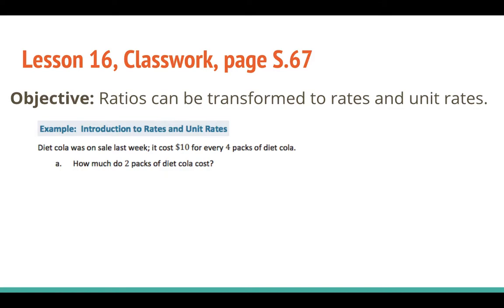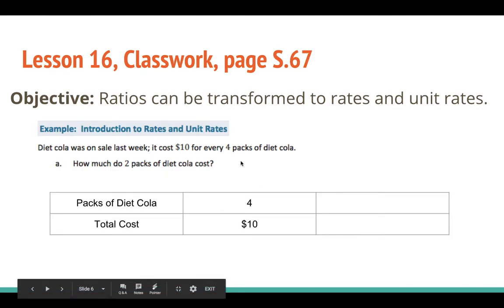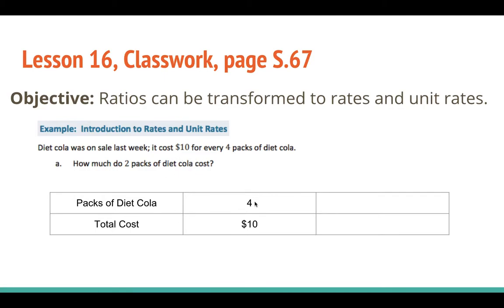Diet Cola was on sale last week. It cost $10 for every 4 packs of Diet Cola. All right, so how much do 2 packs of Diet Cola cost? So we're going to come up with our ratio table, and we know that given up here tells us that for 4 packs of Diet Cola, their total cost is $10. Now we want to know how much for 2 packs of Diet Cola.